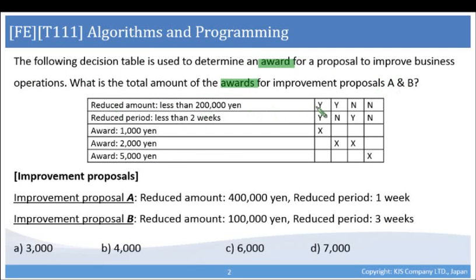So here we've got our table and we check if these improvements meet the requirements above. So if we reduce the amount less than 200,000 yen, we'll be in these two columns. If we reduce the amount more than 200,000 yen, we'll be in these two columns, and so forth into the next one. We can then line up and see which award we will be given. So which of these is going to be the total amount of awards from these two improvements to the business. So let's have a look.